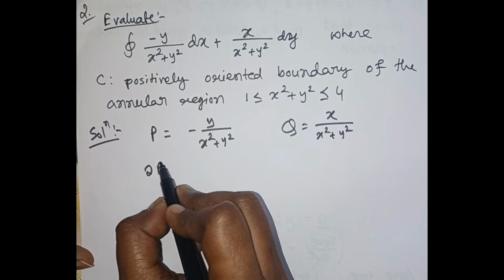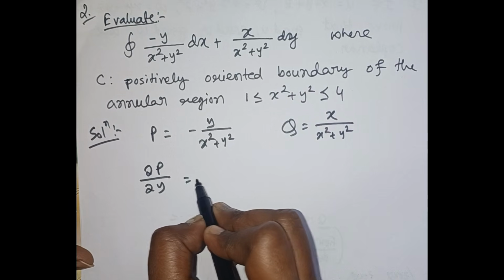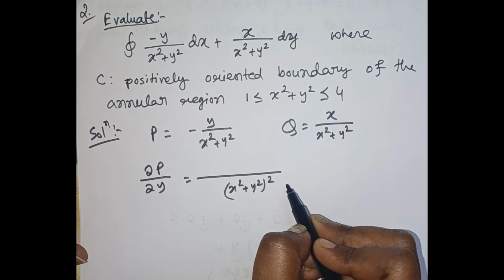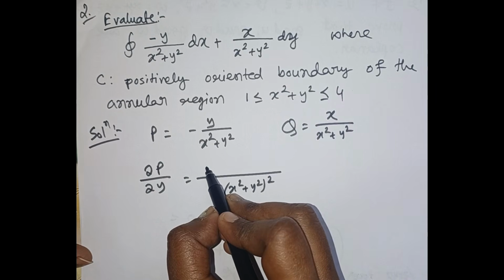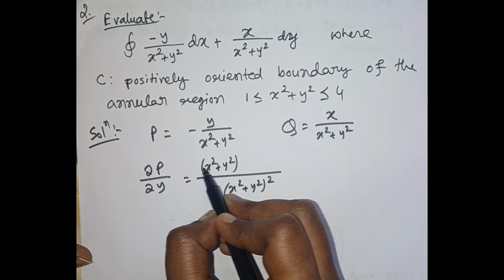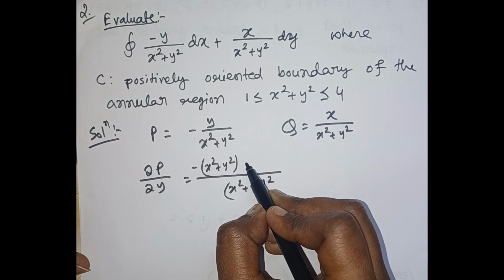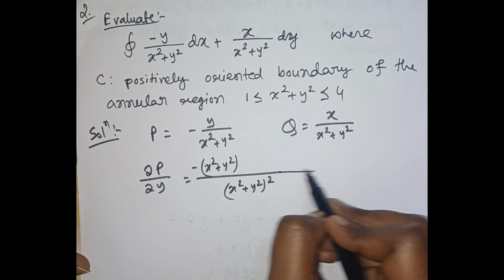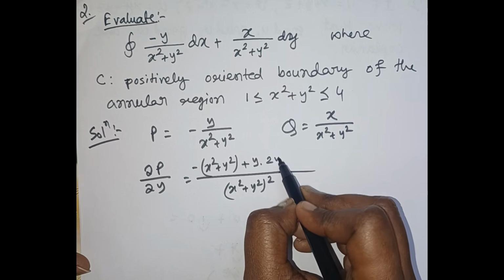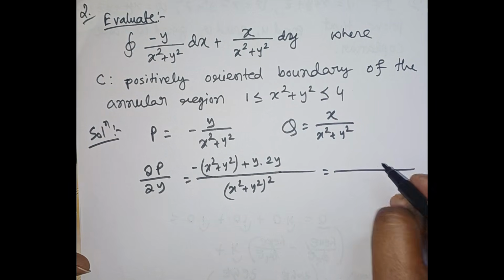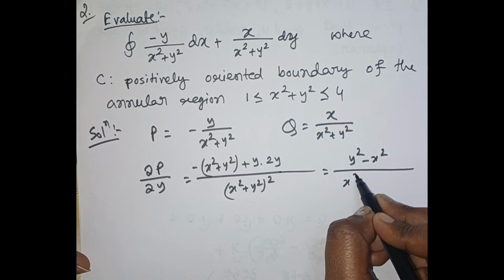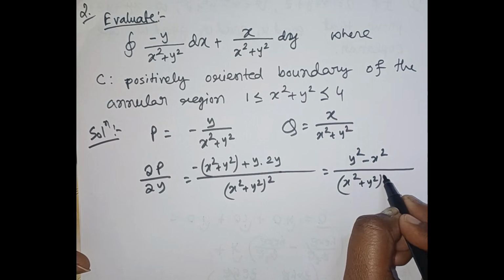Since P is this and Q is that, we have to calculate del P del y, which is x square plus y square whole square in the denominator, and then x square plus y square minus, and in this case plus y into 2y. So that is y square minus x square, and the denominator is x square plus y square whole square.